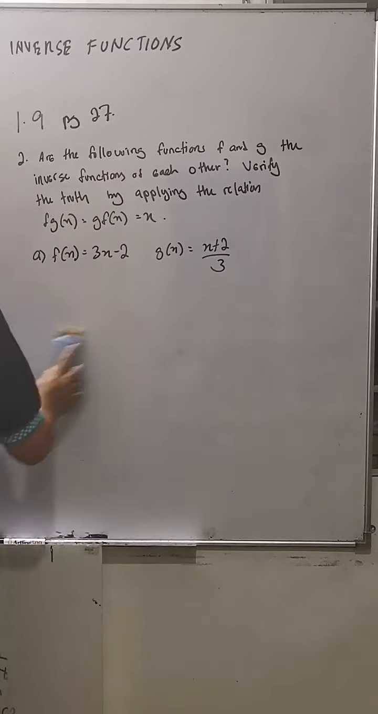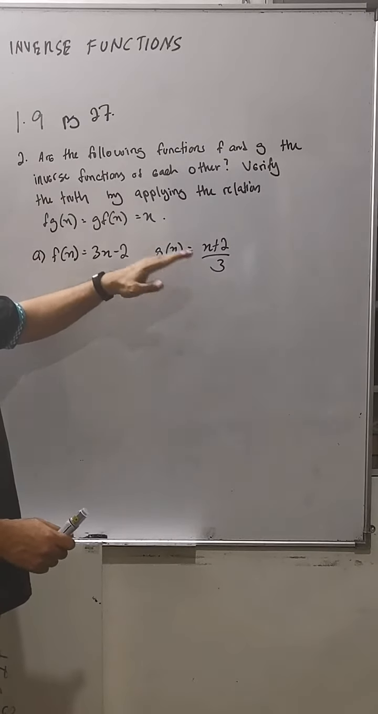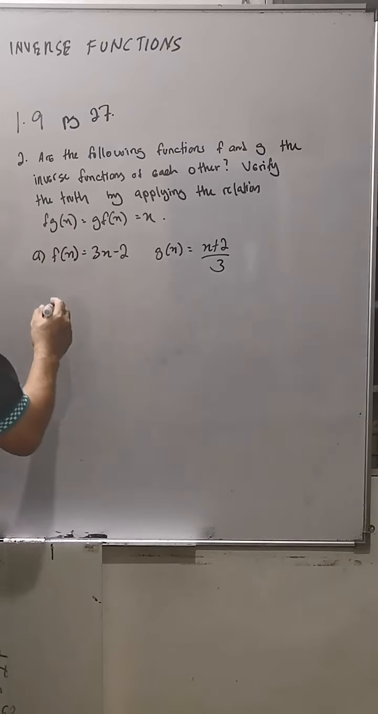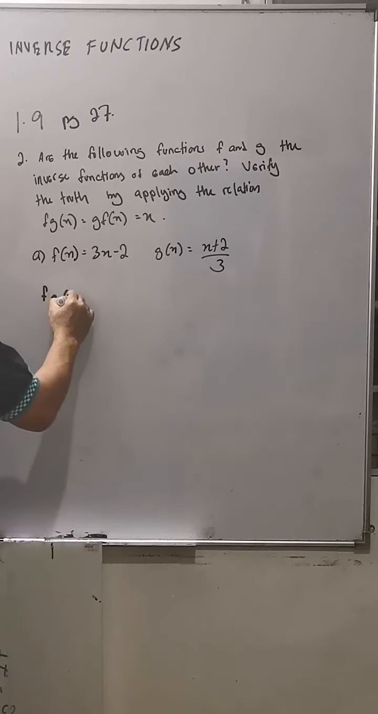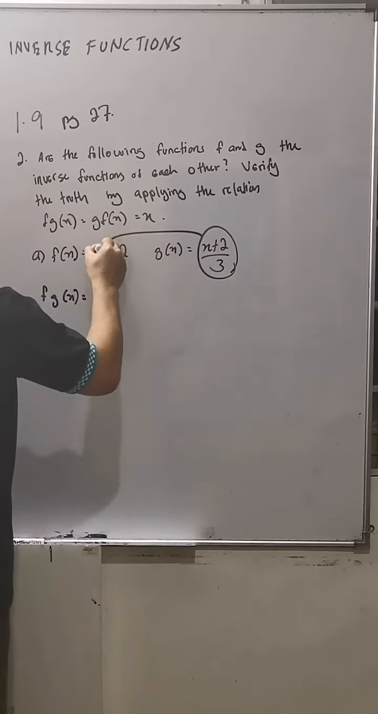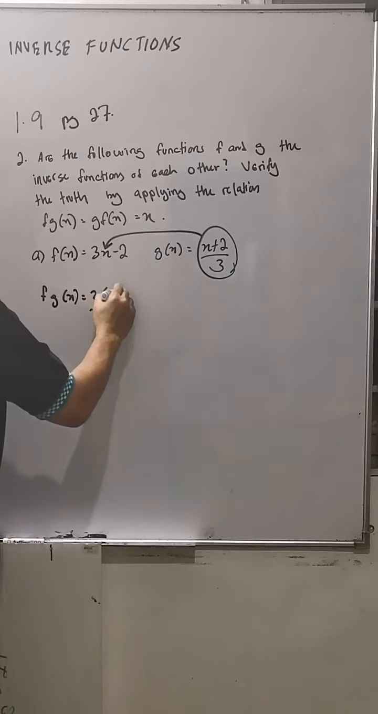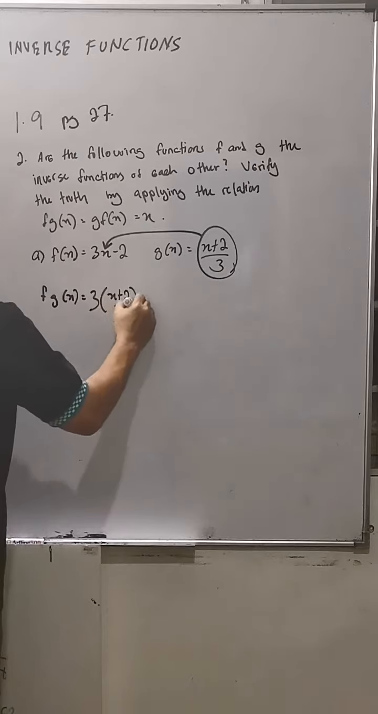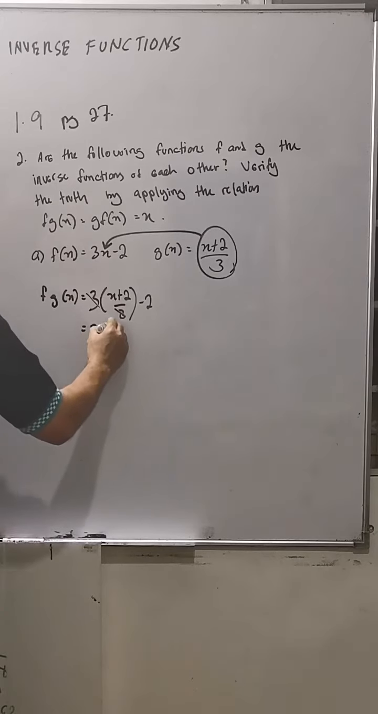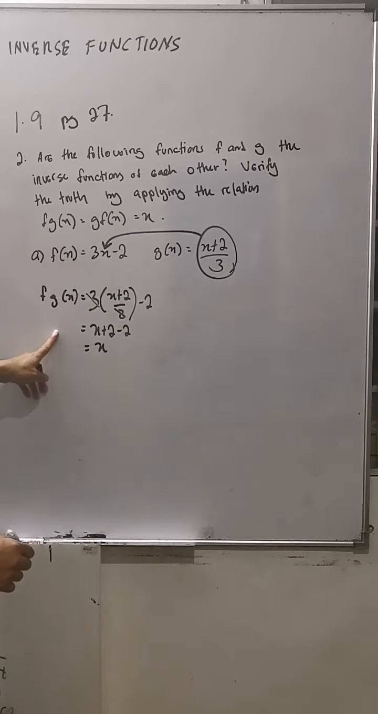So in this case, we are not sure yet whether this is the inverse function of this, so let's test. First, find fg. f(g(x)) means substitute g(x) inside f(x), where x is. So we write down 3 times (x plus 2 over 3) minus 2. So 3 and 3 cut. So x plus 2 minus 2, so equals x. So far, looks like it.